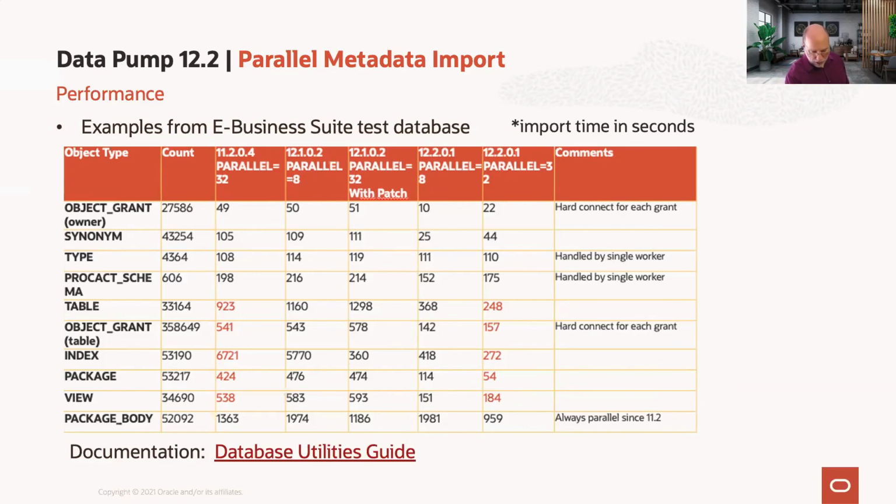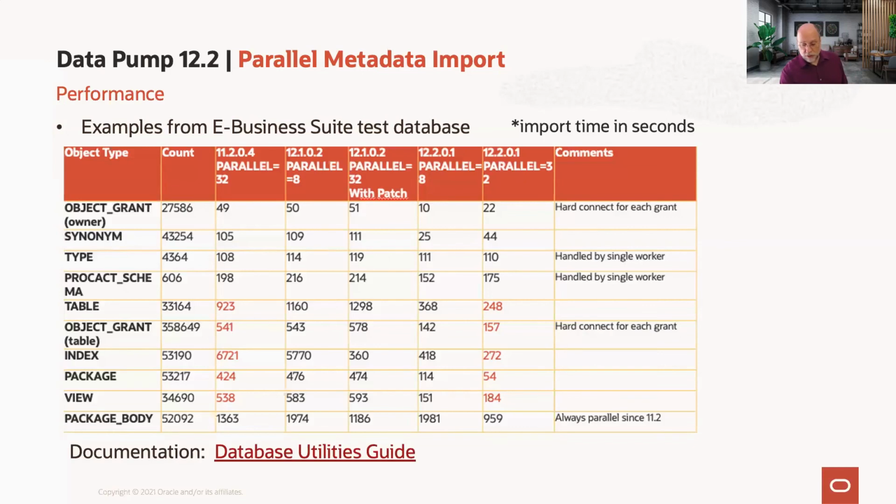Let's look at rows like tables. Now that's table definitions, not table data. We already did table data parallel, but with parallel 8, your table definitions go from taking 923 seconds, so 15 minutes, down to 368 seconds, so about 5 minutes. And then you can increase the parallel to 32 and get a little bit more out of it.